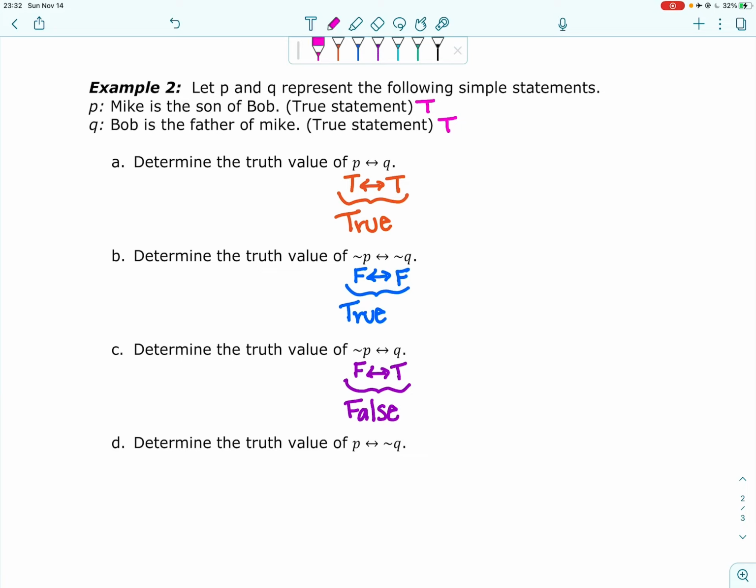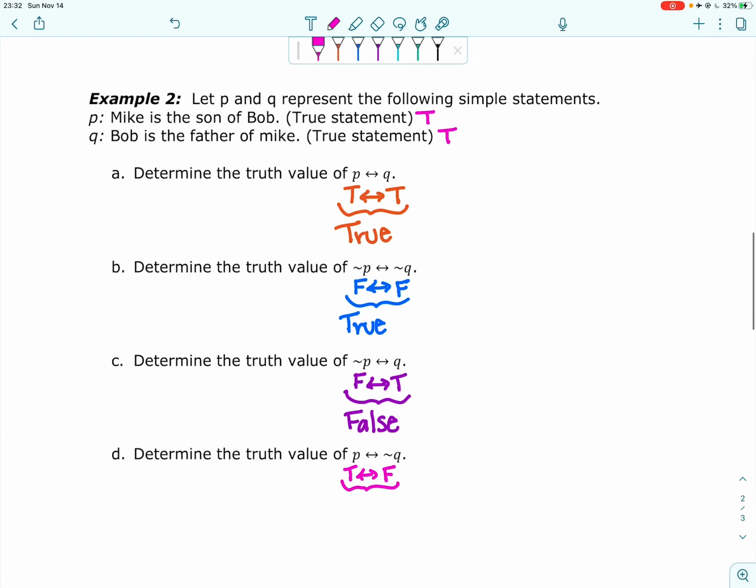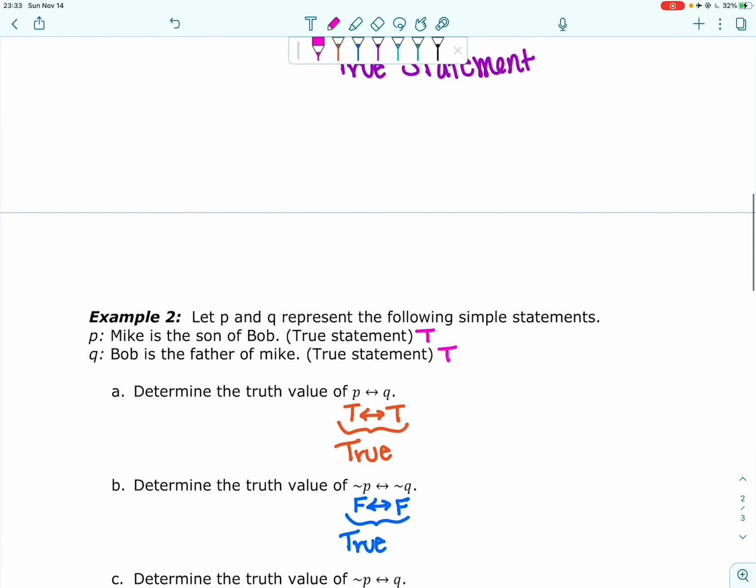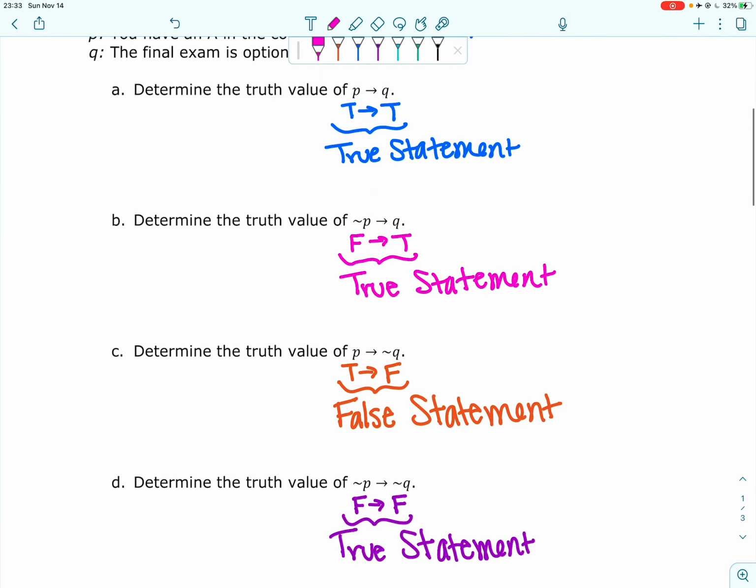And our last one, P is true if and only if not Q, which would be false because Q was true. So this would be a false statement because the truth values are not the same. And that is how we determine truth value for biconditional. And then up here we did conditional statement.